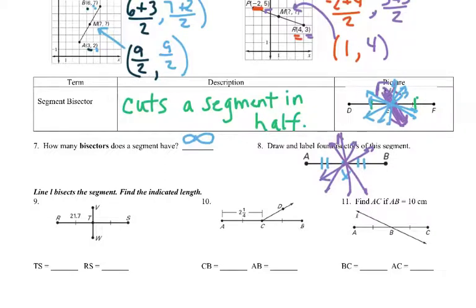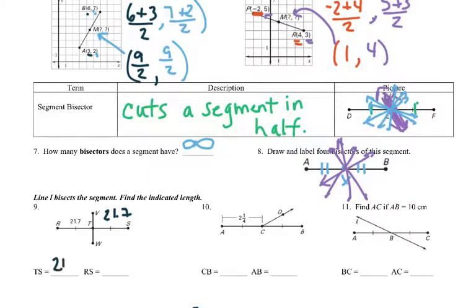The last thing is just some little segment bisector problems where we're just showing that these are the same on both sides. So 21.7 matches 21.7. And then if I double that, 21.7 plus 21.7, what is that, 43.4, I believe? Yeah, 43.4.